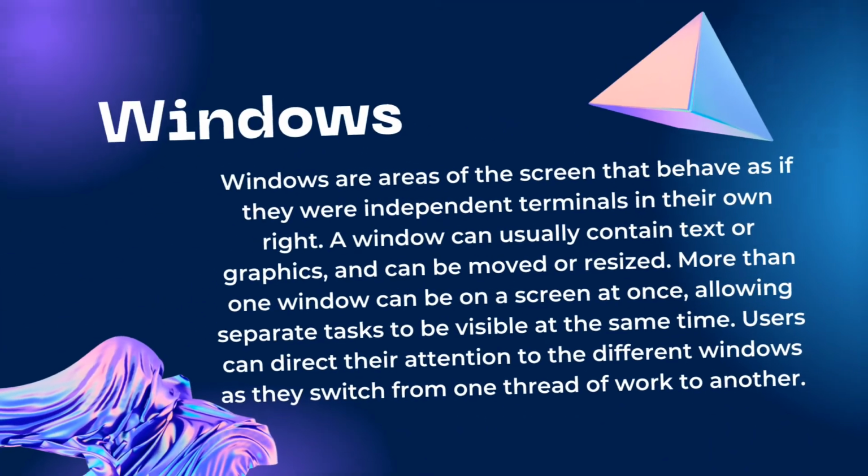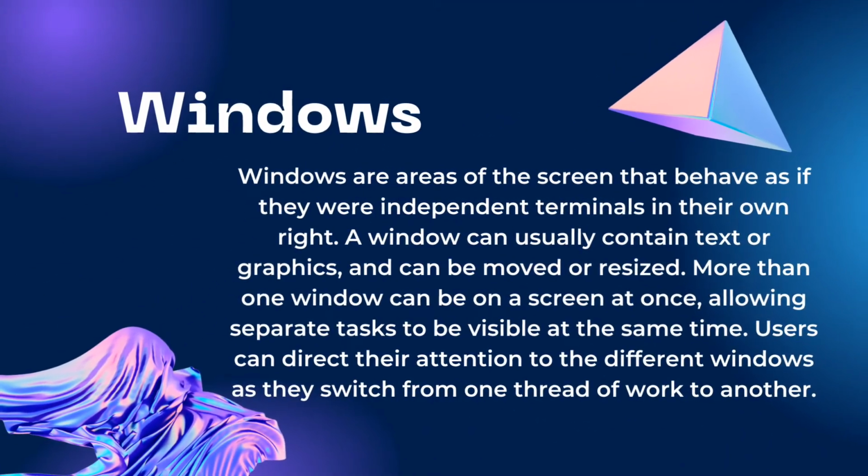Windows. Windows are areas of the screen that behave as if they were independent terminals in their own right. A window can usually contain text or graphics and can be moved or resized. More than one window can be on a screen at once, allowing separate tasks to be visible at the same time. Users can direct their attentions to the different windows as they switch from one thread of work to another.